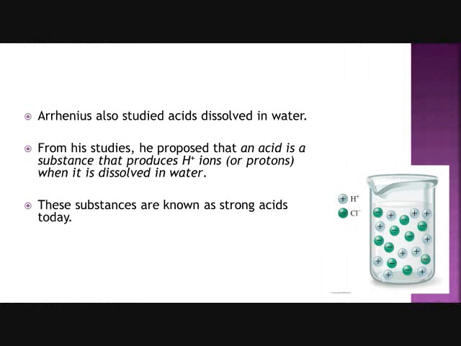Arrhenius also studied acids and bases. So acids dissolved in water. He proposed that an acid is a substance that produces hydrogen ions, also known as protons, when it's dissolved in water. That professor is kind of talking about this a little bit. Today, we know the acids that he was talking about as strong acids. So there are 7 strong acids that he studied, and we know them as strong acids today because strong acids are strong electrolytes. Connection there. Sulfuric, nitric, and hydrochloric acids are some of the examples of the 7 strong acids.